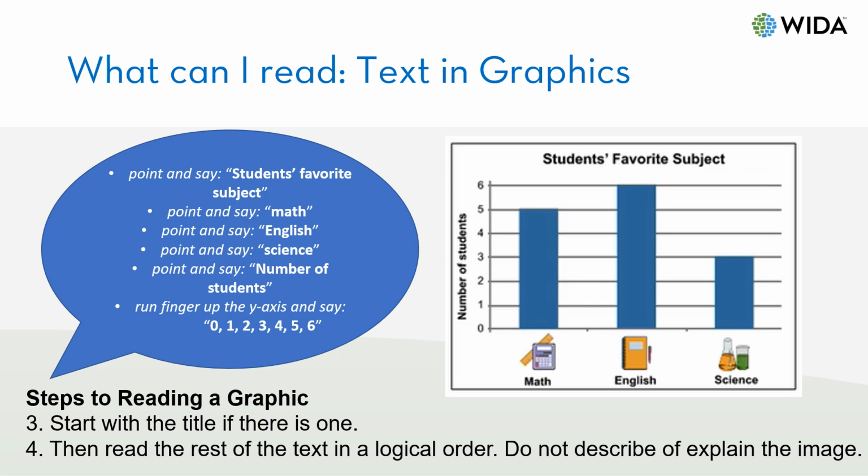Point and say student's favorite subject. Point and say math. Point and say English. Point and say science. Point and say number of students. Run finger up the y-axis and say 0, 1, 2, 3, 4, 5, 6. Do not describe or explain the image.